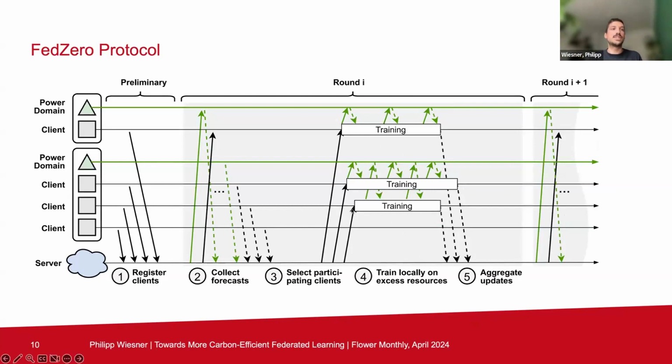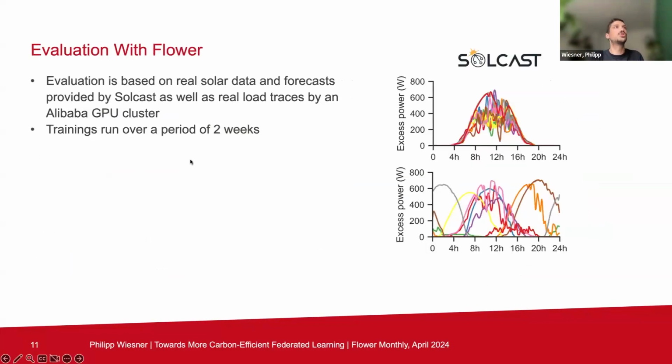Now, as I said, I do not want to go into detail about the client selection or the fairness mitigation or something. But since this is a Flower monthly, I would rather want to talk about how we implemented this in Flower, because this was actually quite challenging. So our evaluation is based on real solar data and real solar forecasts that were provided by Solcast. That's a big solar data provider, as well as load traces based on the Alibaba GPU cluster data set. It's also a very commonly used data set for systems evaluations.